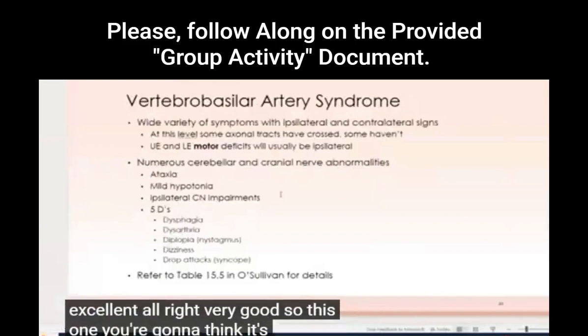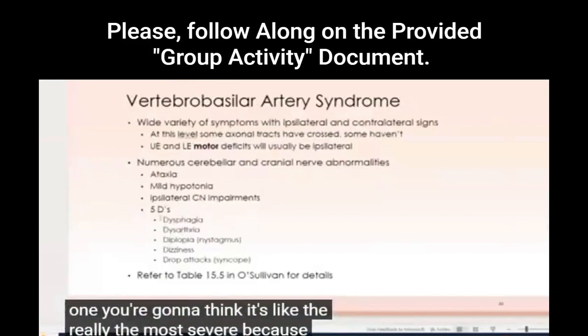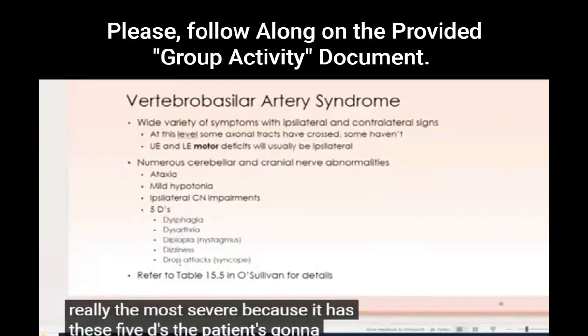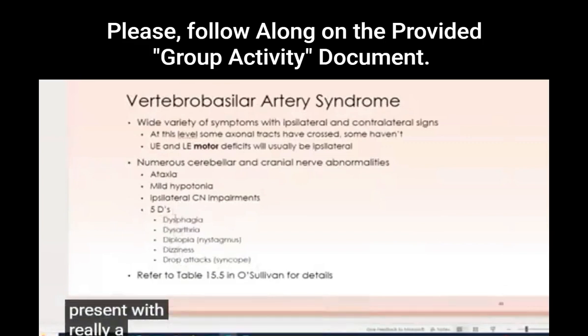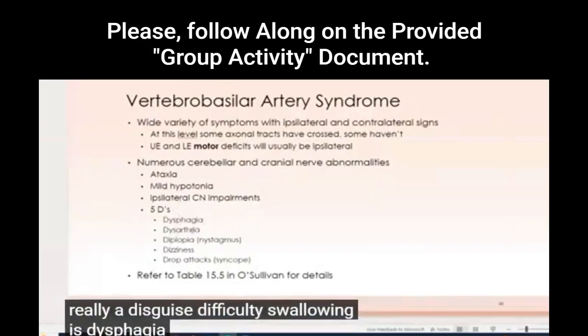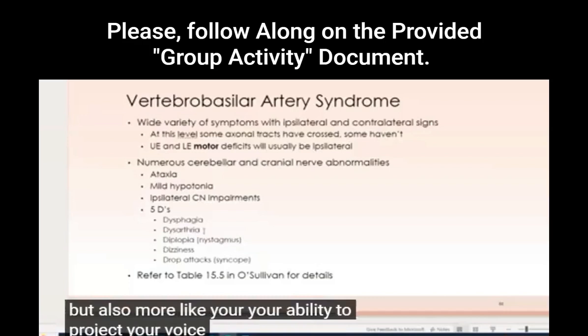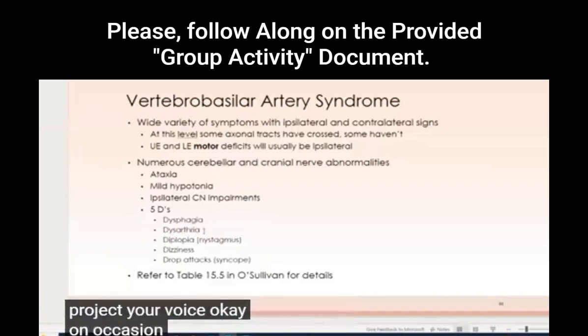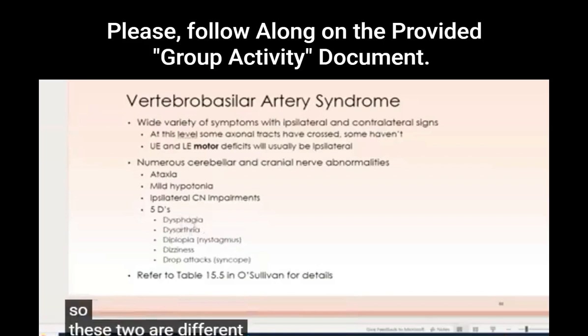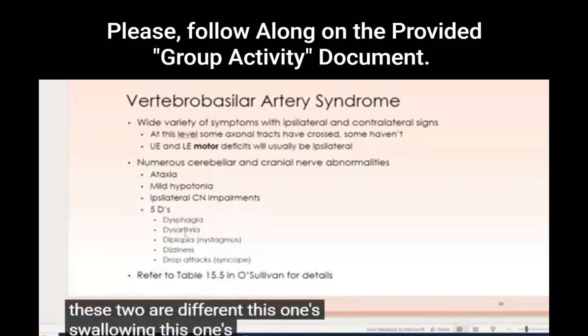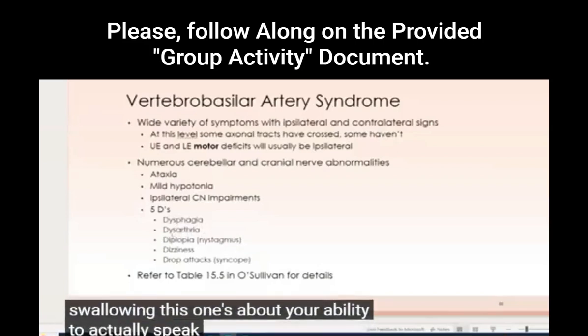So this one you're going to think is really the most severe because it has these 5Ds. The patient's going to present with dysphagia, so difficulty swallowing is dysphagia. Dysarthria, what is that? Slurred speech. Or kind of slurred speech, but also more like your ability to project your voice, okay? Phonation, all right? These two are different. This one's swallowing. This one's about your ability to actually speak and get the words out.